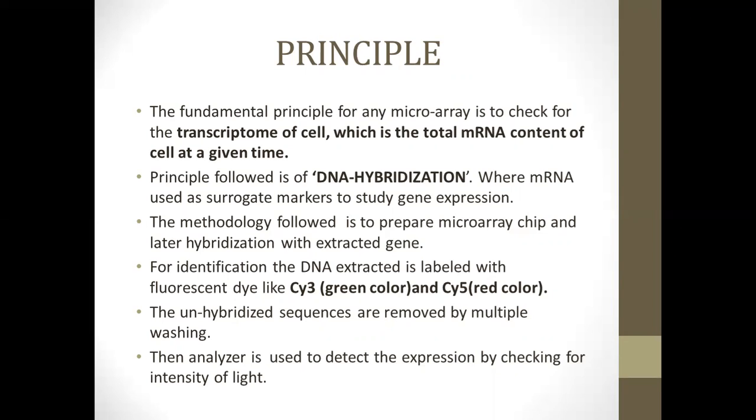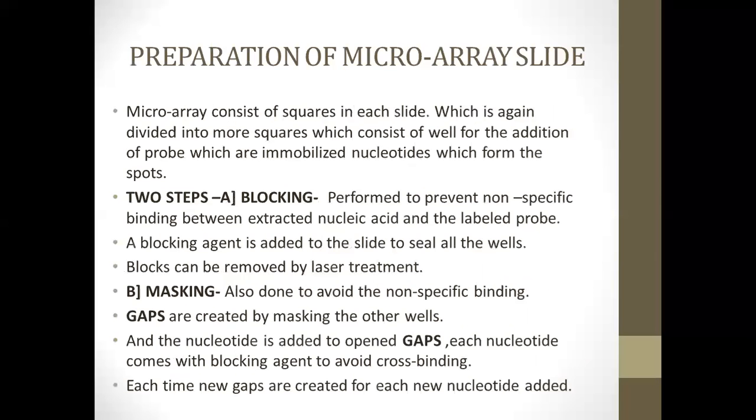Two fluorescent probes such as cyanin 3 and cyanin 5, that is CY3 and CY5, can be used. The unhybridized sequences are removed by multiple washing. Then an analyzer is used to detect the expression by checking the intensity of light.